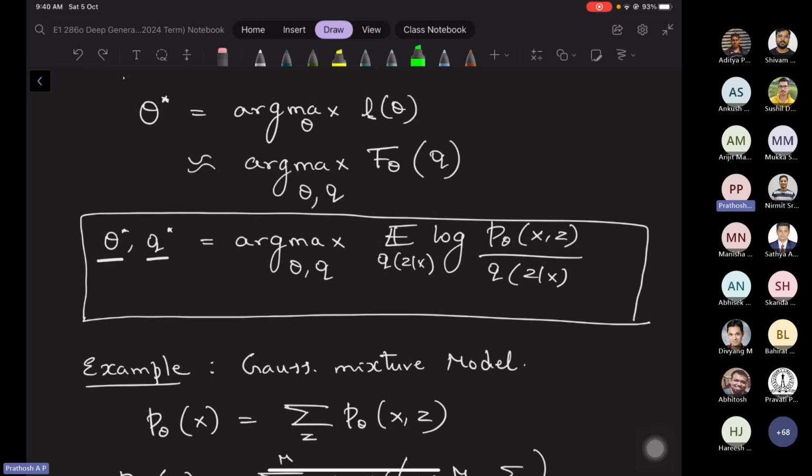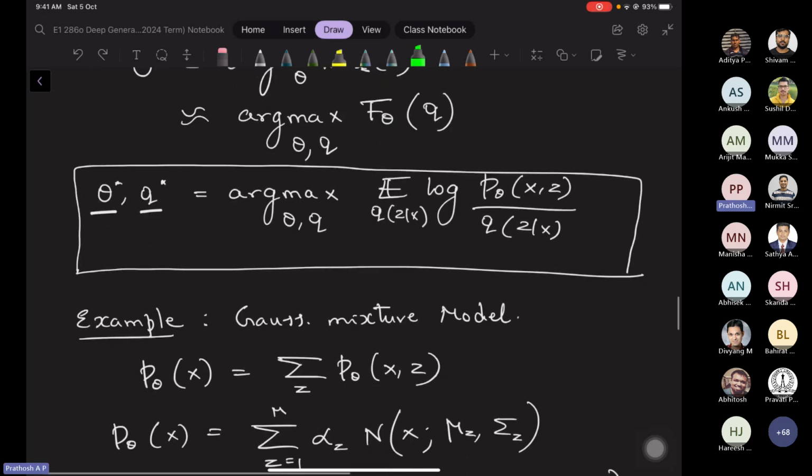Okay, and that lower bound is given by this expression, right? Expectation of log of p theta of x and z divided by q of z given x, and the expectation is over q of z given x. So this is what we optimize whenever we are looking at VAEs and diffusion models and so on. Any questions on this? Please ensure that you understand this thoroughly, and then after that we will continue.